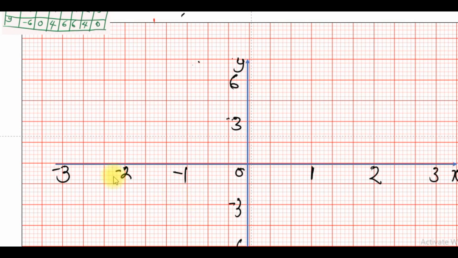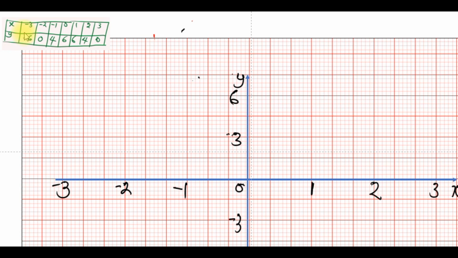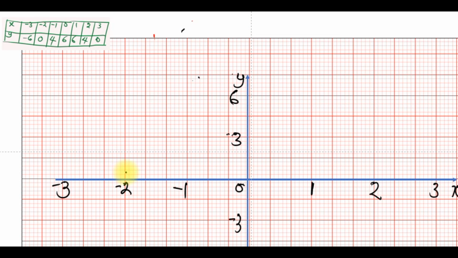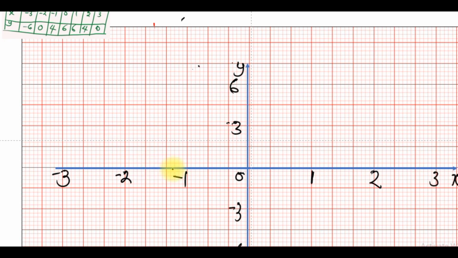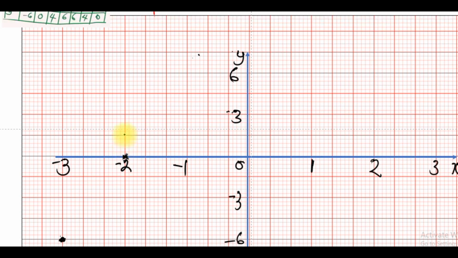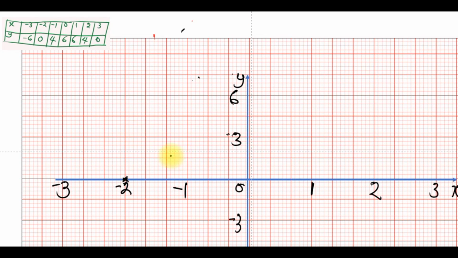So let's now locate the points. The first one: when x is -3, y is -6. So that's the point. The second one: when x is -2, y is 0. I think that's the point on the x axis. Again, when x is -1, y is 4. So that is where we locate the 4 now.